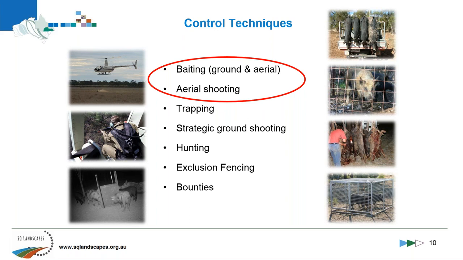We can cover a lot of country over big areas, and we're not relying on a whole range of people free feeding. The others, don't get me wrong, they've all got a place. Trapping, shooting, hunting. They've all got a place, but it's hard to coordinate those activities across a big area. So they don't have the impact that we look for on a broad scale. They may have a local impact, but not at that really broad scale that we're looking to knock down big populations. So baiting and aerial shooting gets my vote for the best control techniques if you're looking to coordinate across different properties.